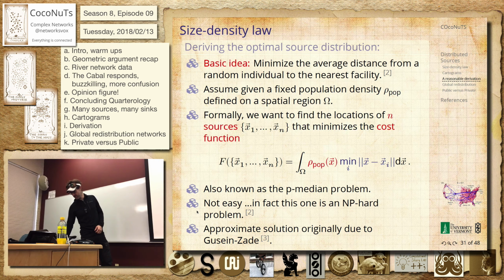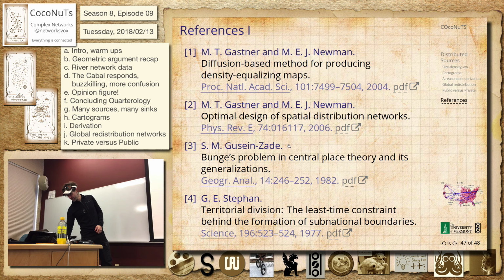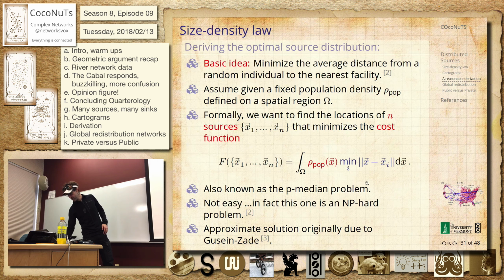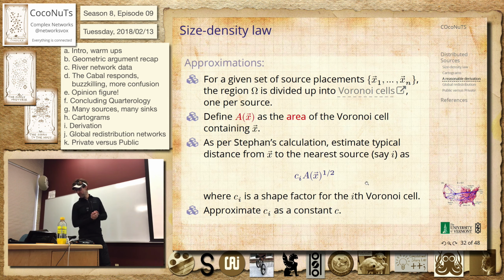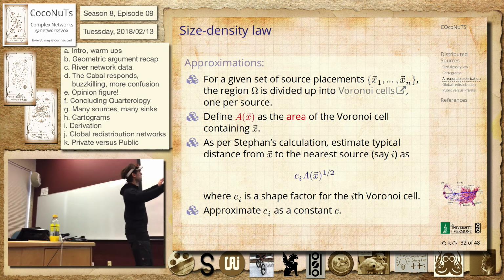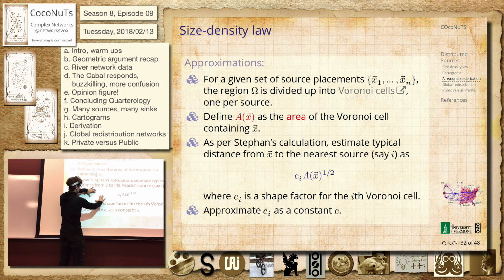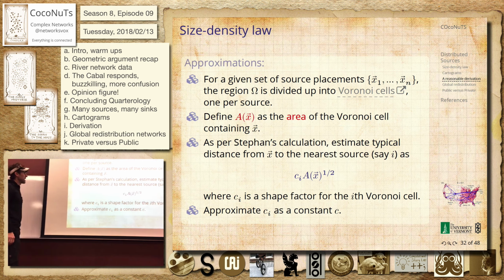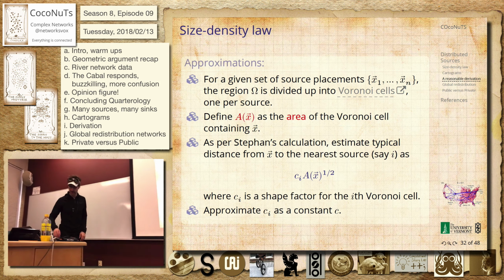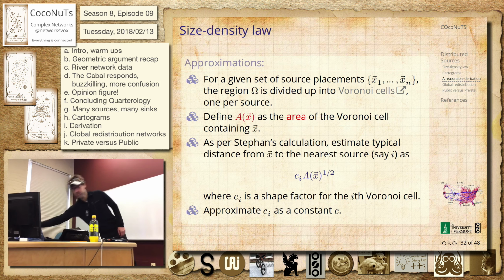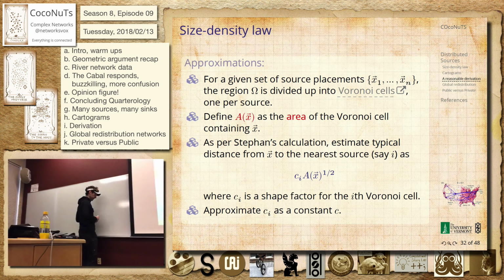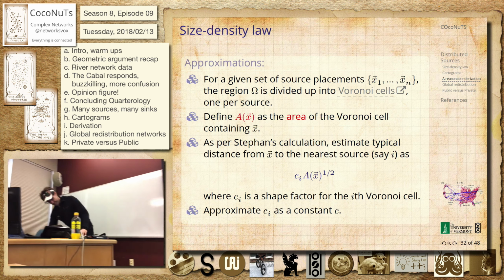But there are some really clever things. Hussein Zaid is the person who originally did something here. That paper is from 1982, and it's a geography piece. So you don't have to worry about all the words. Basically we're going to have a cell, a facility in it, and then there's going to be some area for that cell. And we've made a Voronoi diagram as a result of putting down these facilities.